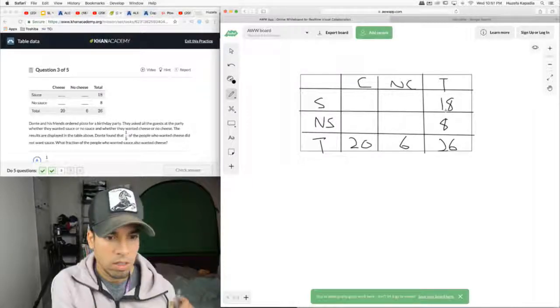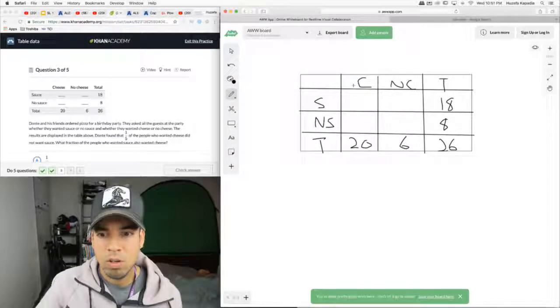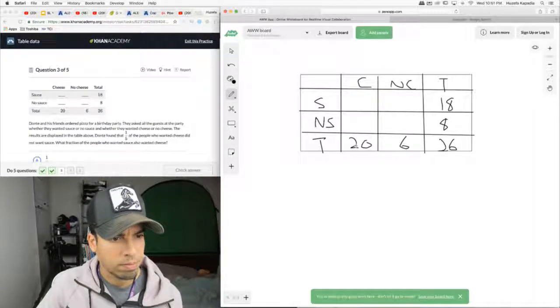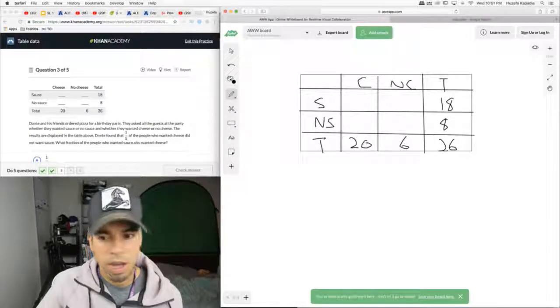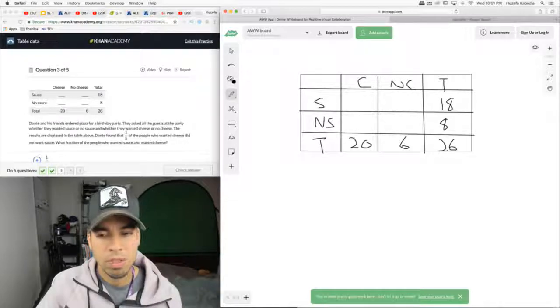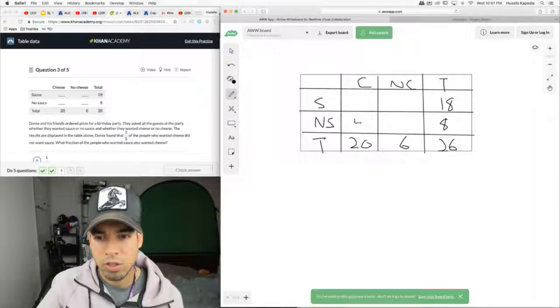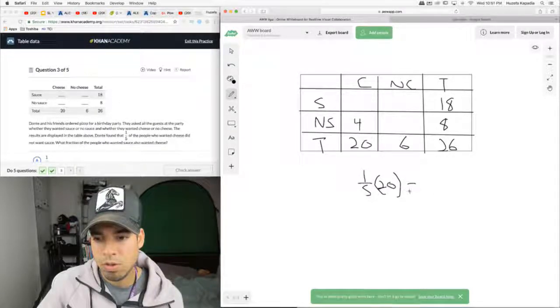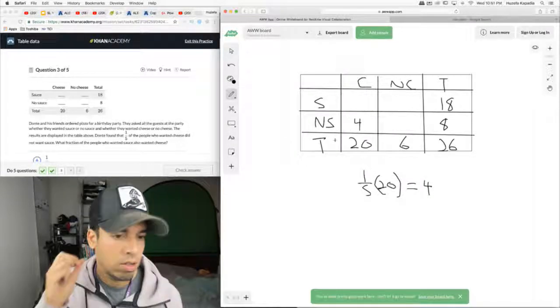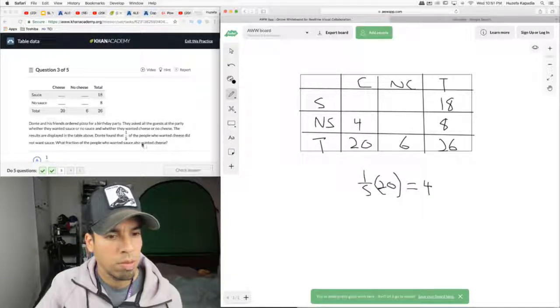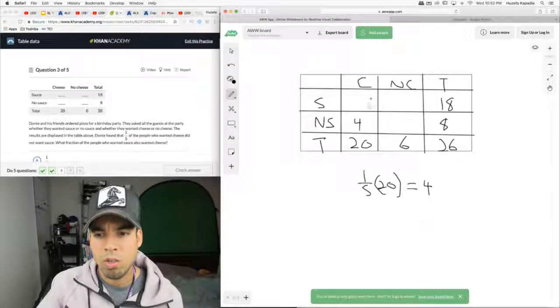Okay. Dante found that 1/5 of the people who wanted cheese did not want sauce. So 1/5 of these guys, 1/5 of this 20 did not want sauce. 1/5 of that is actually 4. Right? 1/5 of 20 is 4. This is a calculator problem, so you don't have to do that mentally, but so we know that no sauce is 4. Now we can start: what fraction of the people who wanted sauce also wanted cheese?